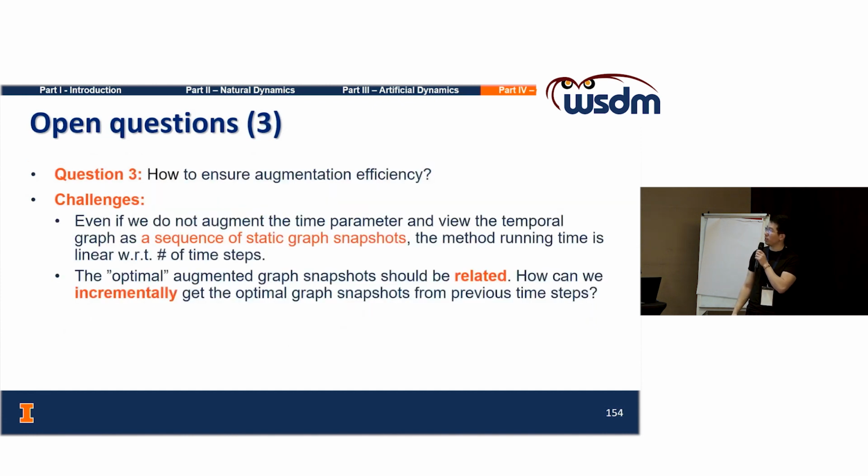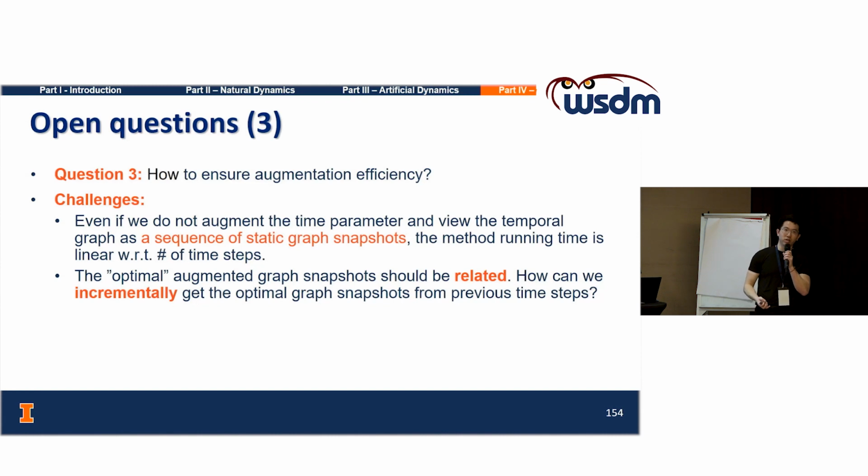And the third question is, given a temporal graph, for the discrete cases, it can be viewed as a sequence of static graph snapshots, right? So if we do the data-driven augmentation on every view separately, then the computation cost will be linear with respect to the number of graph snapshots, right? So that will be really time-consuming.